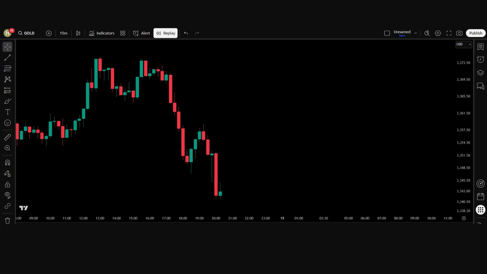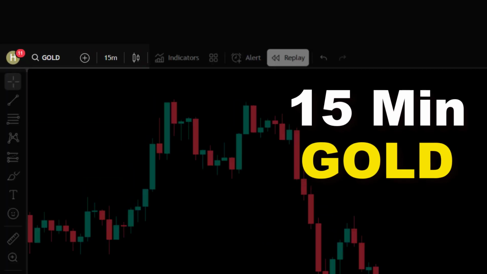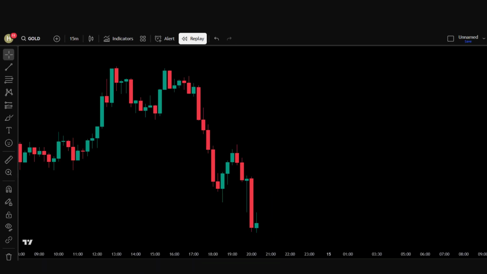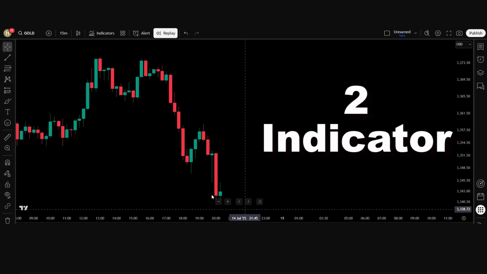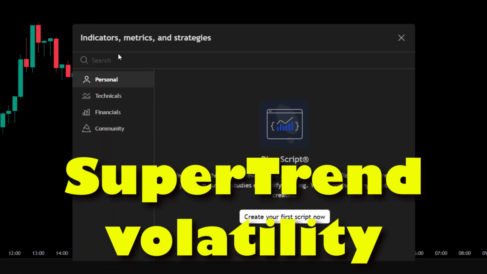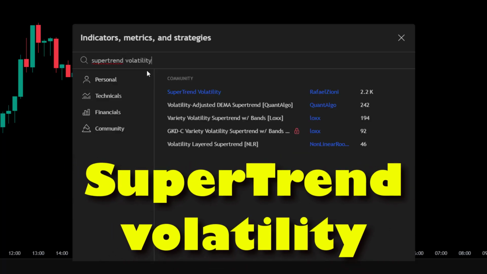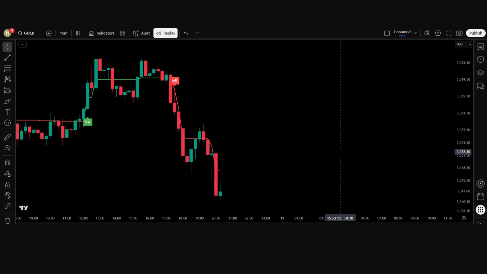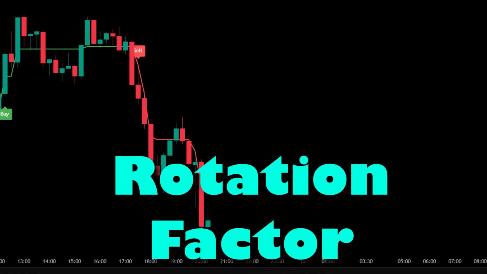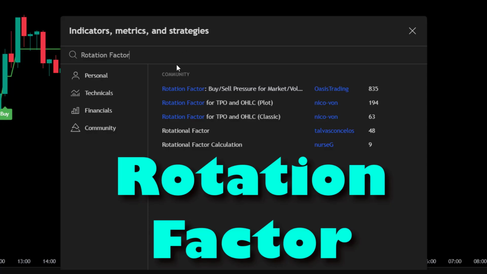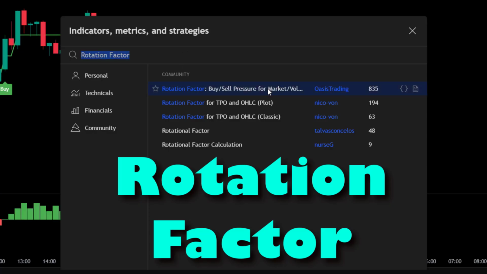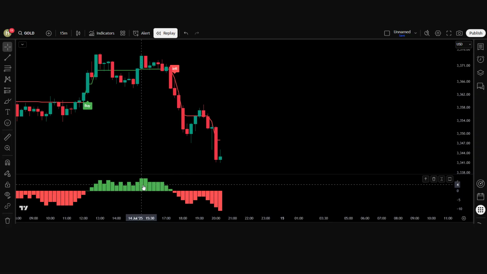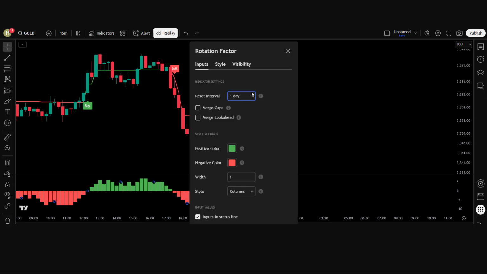So let's get started. We are going to test this strategy on the 15-minute frame and gold chart. In this setup we would require two indicators. First indicator name is Supertrend Volatility. We have to apply another indicator on the chart. Second indicator name is Rotation Factor. Keep the indicator setting as I have shown here.